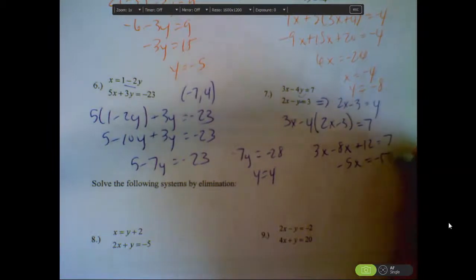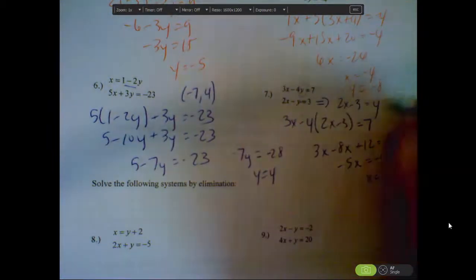Subtract 12 from both sides. X is 1. If x is 1, 2 times 1 is 2, minus 3 is negative 1.